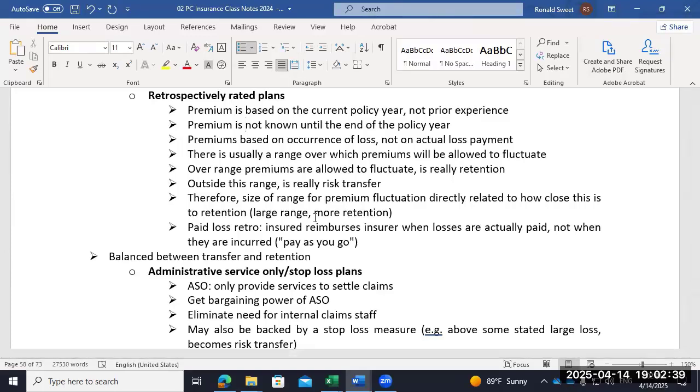But you don't actually know your premium until the end of the policy year, and then they go back and retroactively change your premium based on your experience. That sounds like you're insuring yourself, right? They say, wow, you had $5,000 in accidents, we're going to raise your premium $5,000. That sounds unfair.